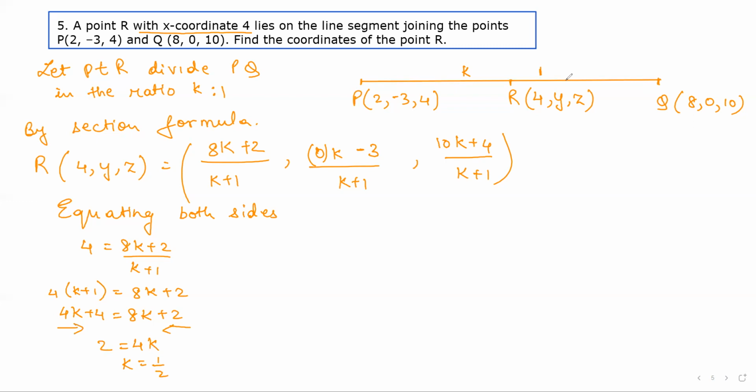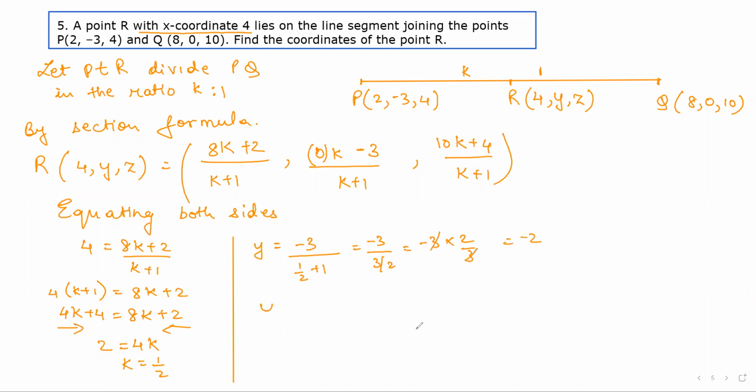Now what do we need? We need the coordinates of point R. That means we need the values of y and z. We were equating both sides, so we'll continue with it. Y is equal to 0k minus 3, so it's minus 3 upon k plus 1. K's value is 1 by 2, plus 1. This is minus 3 upon 3 by 2. This will be minus 3 into 2 by 3. 3 gets cancelled. You're left with minus 2.